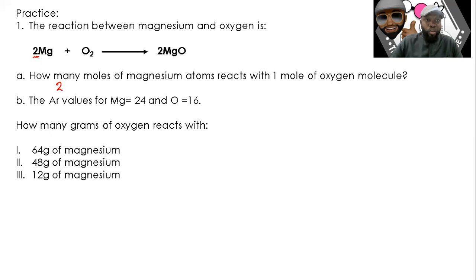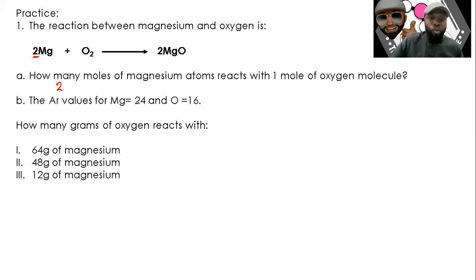Okay, 2 moles of magnesium atoms react with 1 mole of oxygen molecule to produce 2 moles of magnesium oxide. Remember, the number written as the coefficient gives you the number of moles. If nothing is there, as in the case of oxygen here, then it is 1 mole of oxygen molecule. So that's a molecule of oxygen. Okay, B, the AR values for magnesium and oxygen are magnesium 24 and oxygen 16. Now, how many grams of oxygen react with 64, 48, and 12 grams of magnesium?